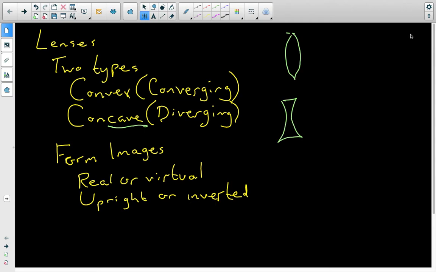And we've seen with convex lenses already that if you send light in towards a convex lens, parallel rays will converge at a focal point. And that's called the focal point.